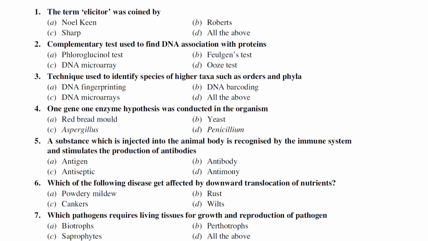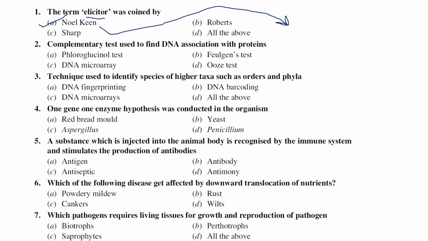The term elicitor was coined by Noel Keen, Roberts, Sharp, or all the above. Here, in physiological plant pathology, the term elicitor was coined by Noel Keen. He is also considered the father of molecular plant pathology. The term elicitor was coined by Noel Keen, who is also considered the father of physiological or molecular plant pathology.